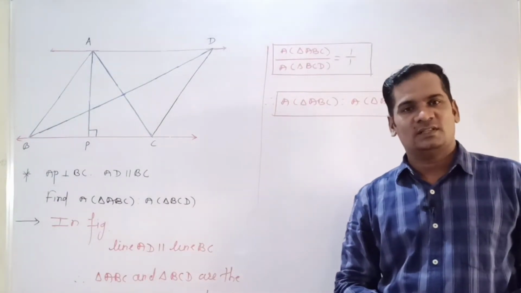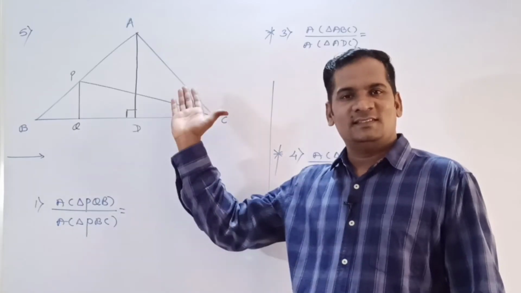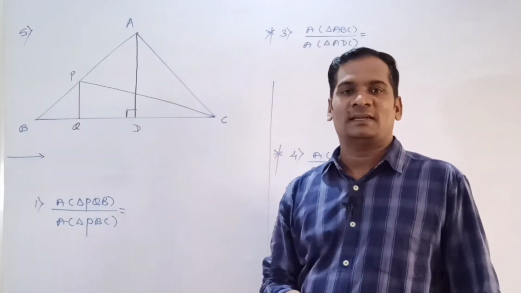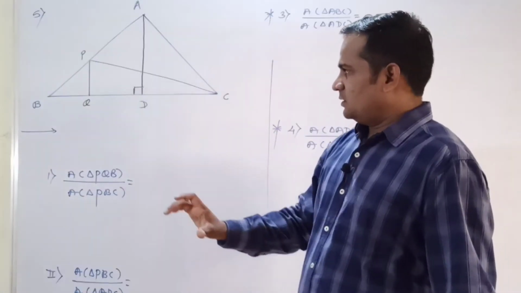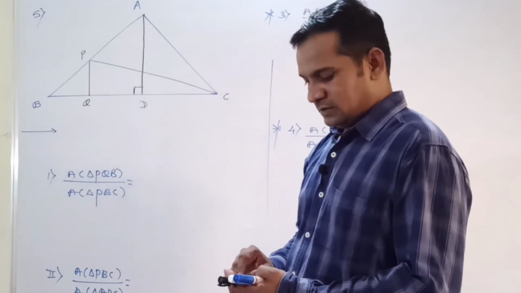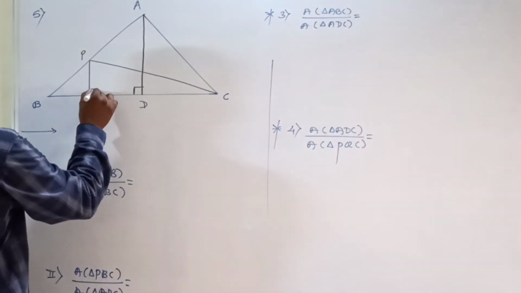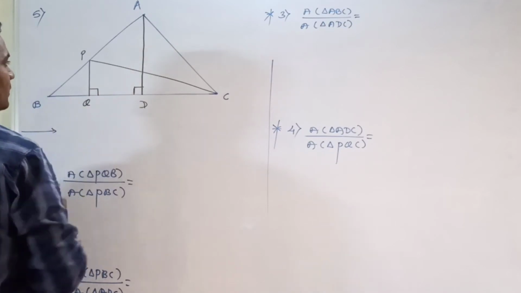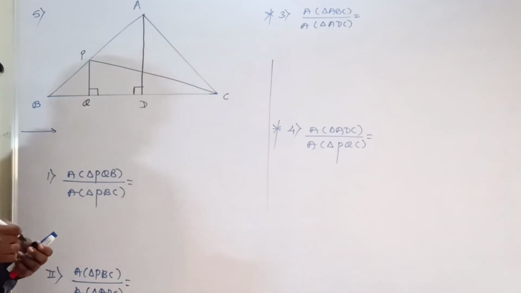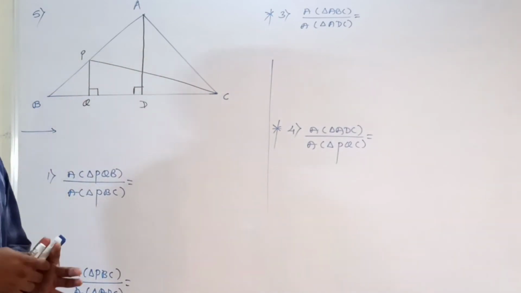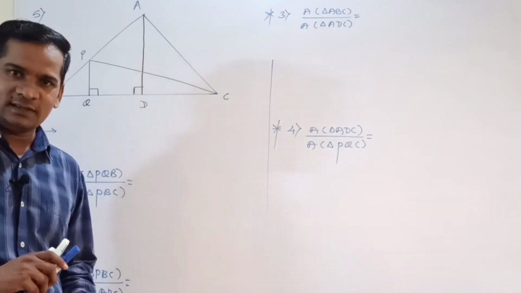So let's move towards question number 5. This is the last question from the practice set number 1.1, in which segment PQ is perpendicular to segment BC, and segment AD is perpendicular to segment BC. Then the question is that we have to find out the ratios, and 4 ratios are given in this question.